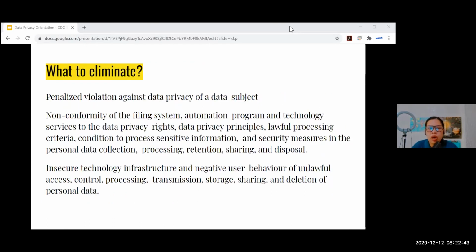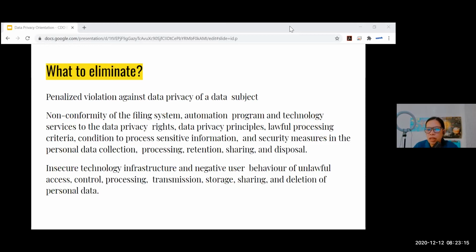Now, what does the law tell us in terms of what we need to eliminate? Of course, we need to eliminate violations against the Data Privacy Act of data subjects. There's another word there. We have the data subject. Earlier I mentioned controllers and processors. These are two actors plus the data subject. The data subject here is us. Anyone you collect information from is a data subject.